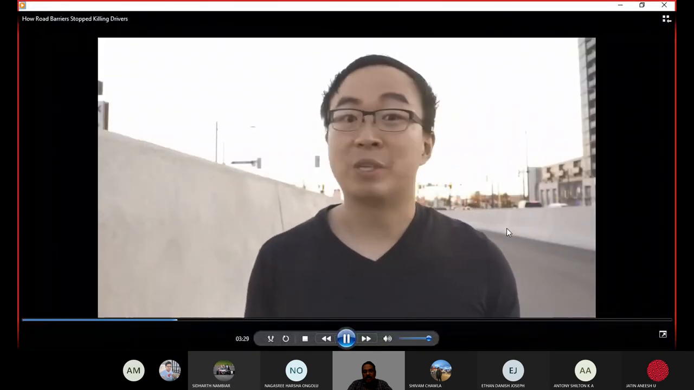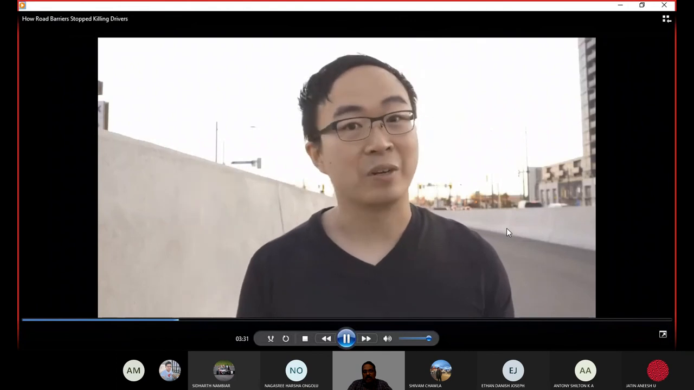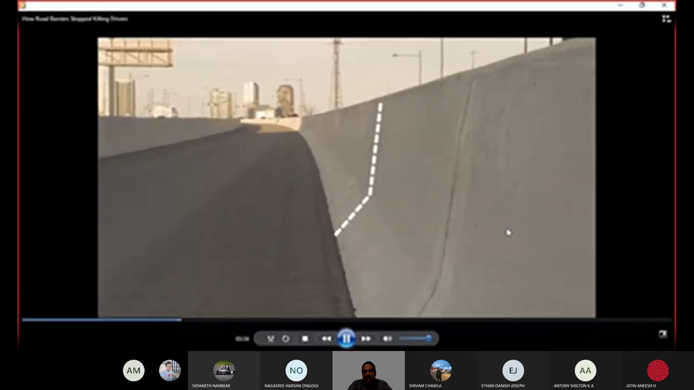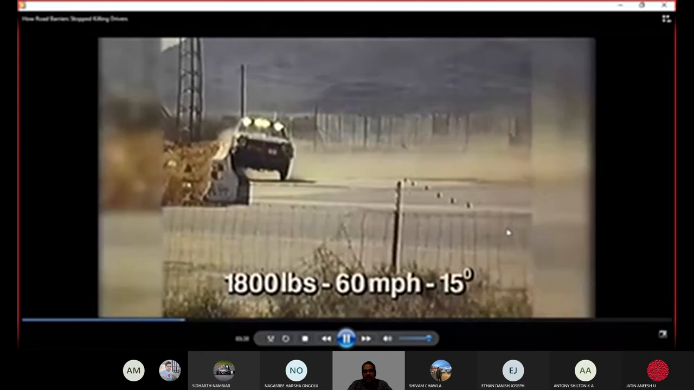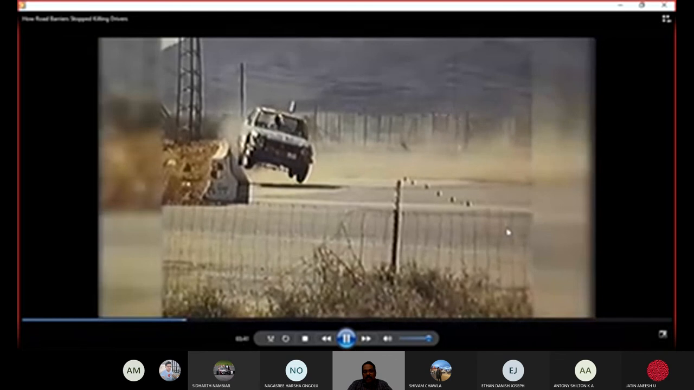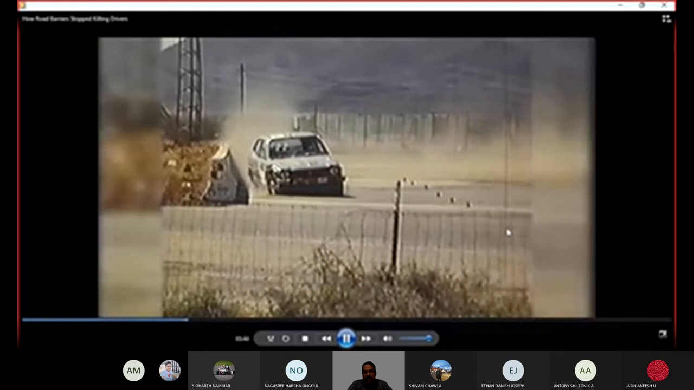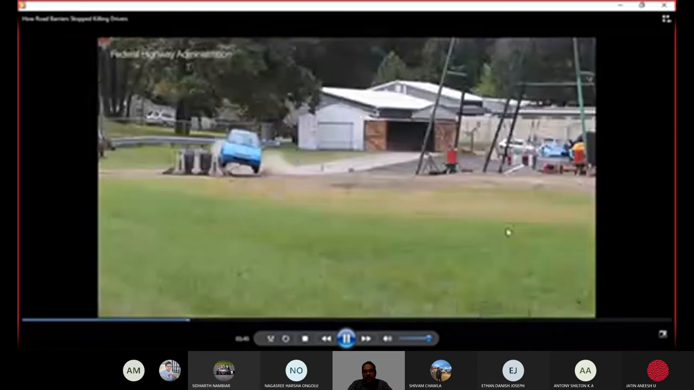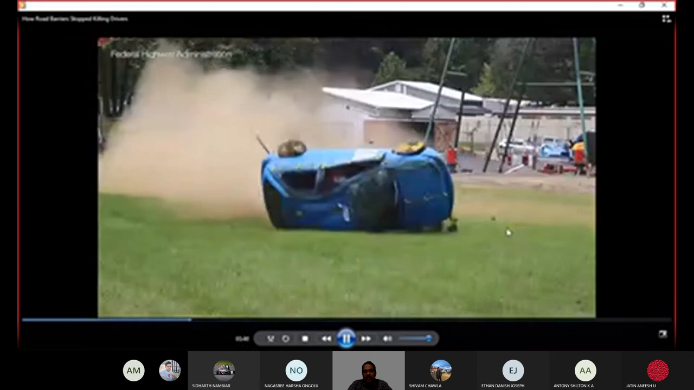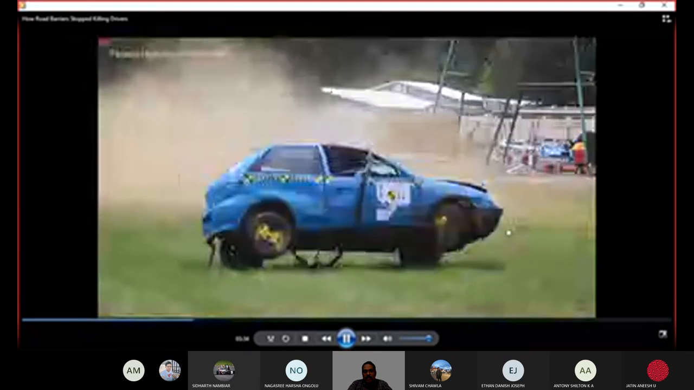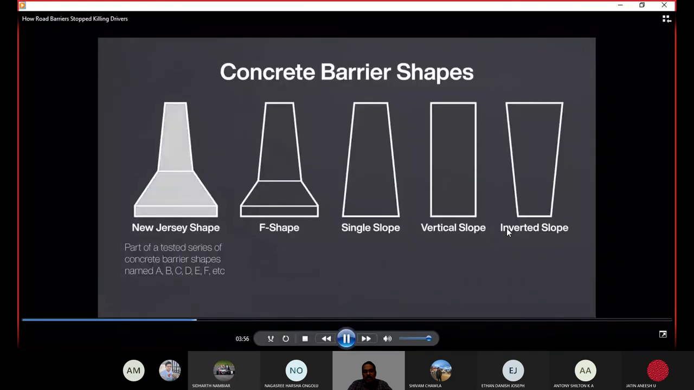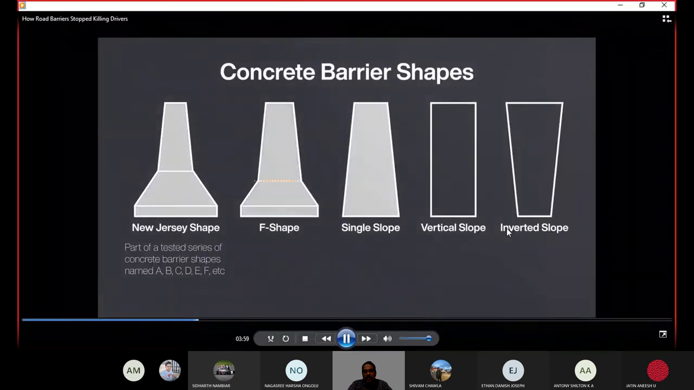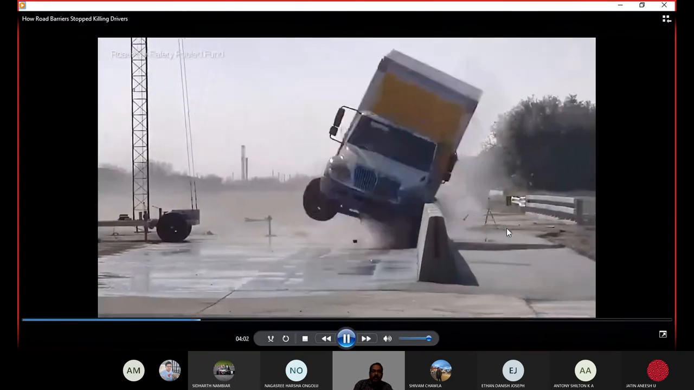While it seems simple, there's some surprisingly well-thought-out engineering. If you look at their profile, many aren't vertical, but sculpted to reduce crash forces. One hit, your vehicle rides up the slope surface, and this vertical motion dissipates energy, which reduces vehicle damage and impact on occupants. Unfortunately, this lifting motion can cause the vehicle to roll over under high speeds and impact angles. To improve this, engineers tested many shapes, and while the New Jersey barrier is popular, single slope and F-shape are better as they don't lift the vehicle as high, which increases stability and prevents rollovers.